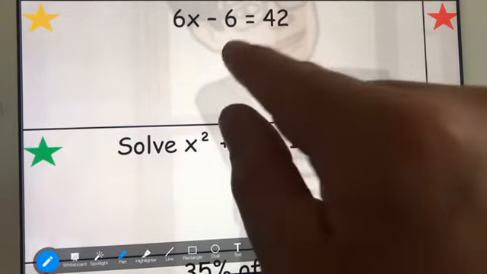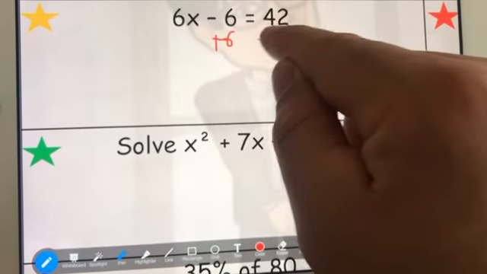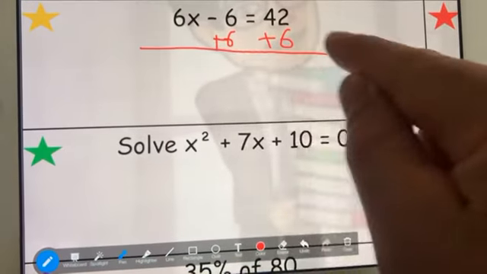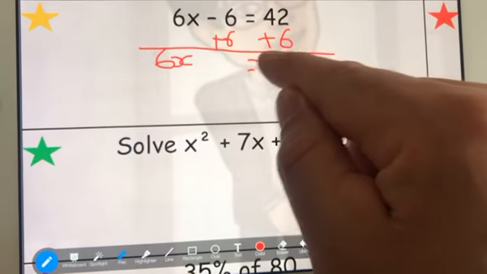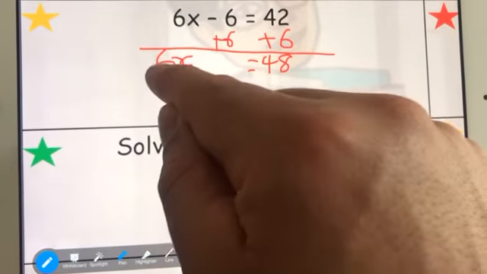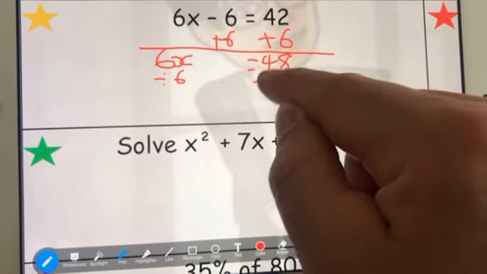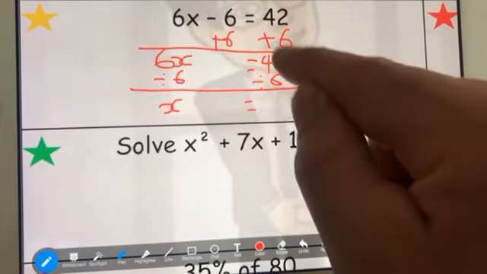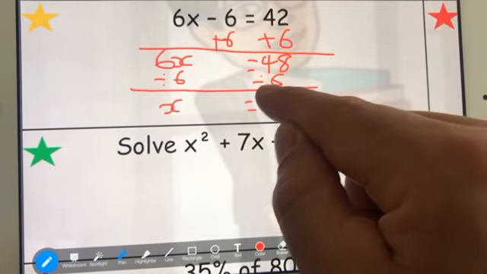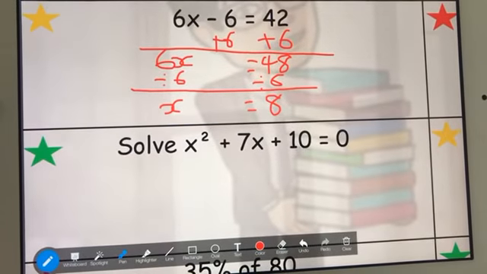Very straightforward first question. I'm going to add 6 to both sides first, because I want to get rid of that minus 6. 6x moves straight down. Add 6, minus 6 makes nothing. 42 plus 6 is 48. Divide by 6. End up with x equals 48 divided by 6, which is 8. Okay, x equals 8. First one, 2 marks, done in the bank. You should be at the point now where you get those basic solving equations ones correct.